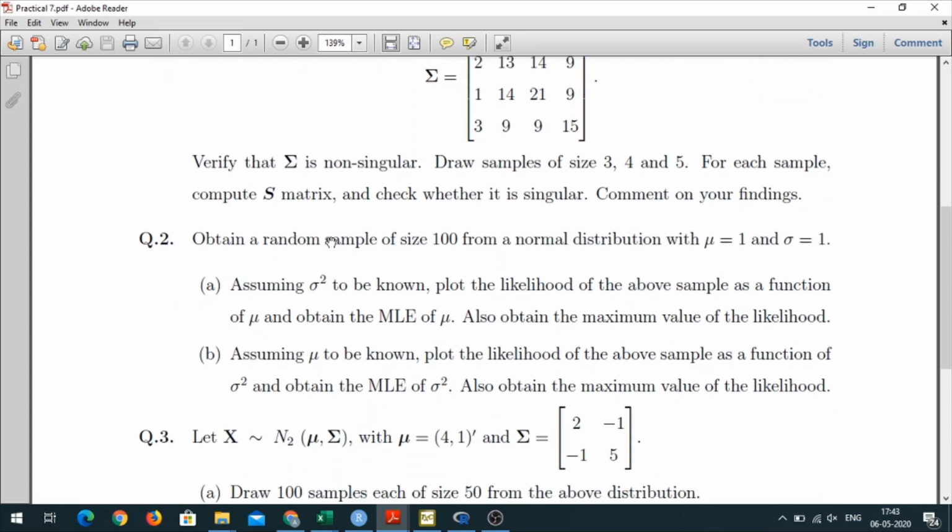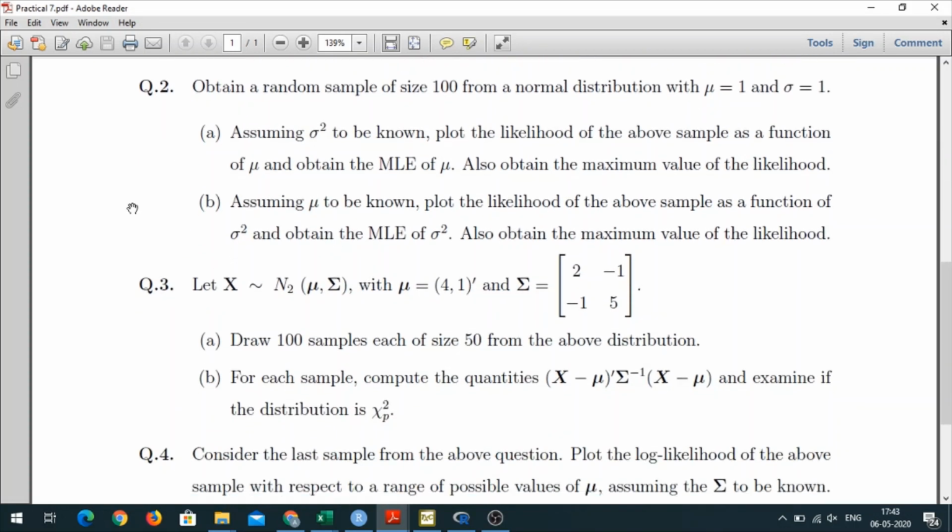We will move to the second question. Second question is important. Obtain a random sample of size 100 from a normal distribution with this mean and sigma. So mean is 1 and variance is also 1. Assuming sigma square to be known, plot the likelihood of the above sample as a function of mu and obtain MLE of mu. So instead of obtaining MLE by direct method where we know that x bar is MLE, we are going to see by plotting can we get an MLE.